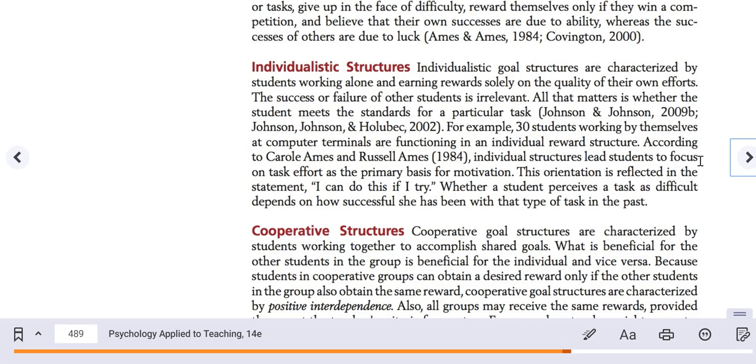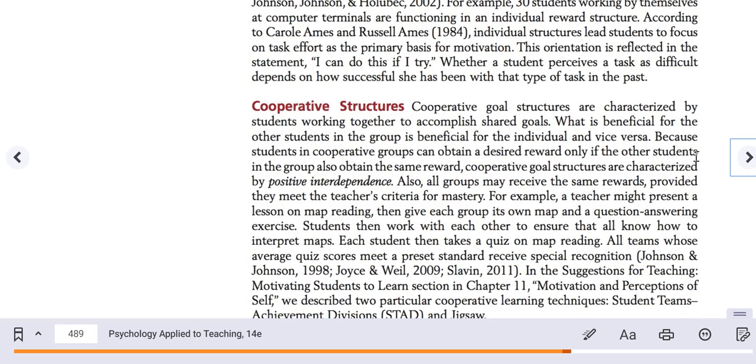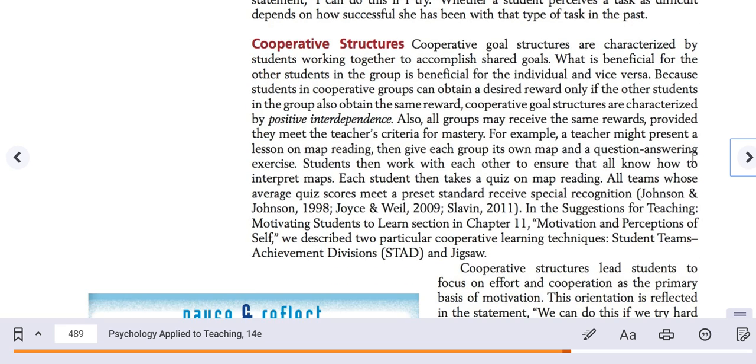Whether a student perceives a task as difficult depends on how successful she has been with that type of task in the past. Cooperative structures. Cooperative goal structures are characterized by students working together to accomplish shared goals.